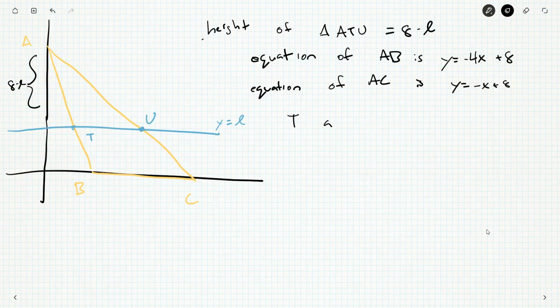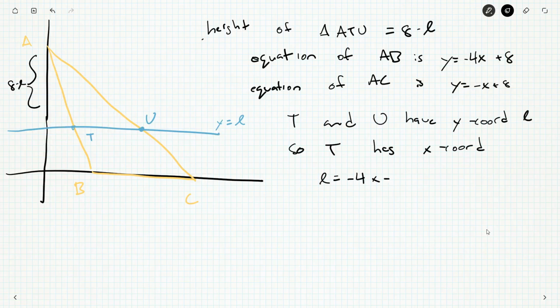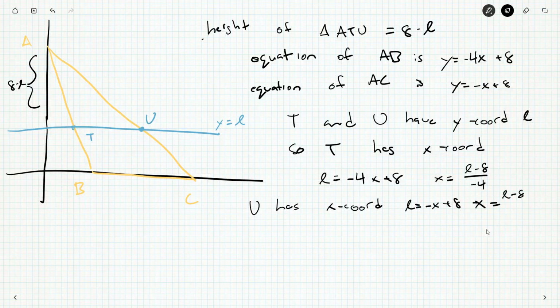So T and U have their y-coordinate as L. So T has x-coordinate given by, well, T is on AB, so it's going to be L is negative 4x plus 8. X is going to be L minus 8 over negative 4. And U has x-coordinate: L is equal to negative x plus 8. So x is going to have to be L minus 8 over negative 1. Okay.